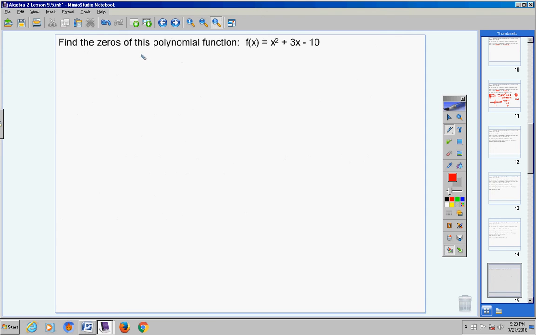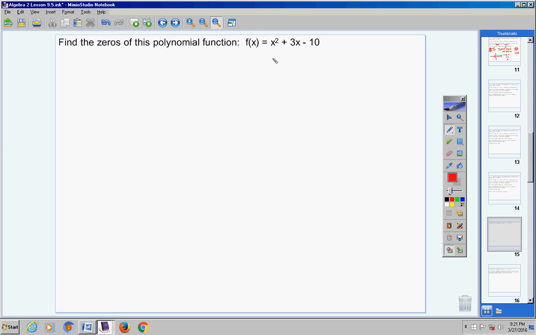I want you to find the zeros of this polynomial function. Got it? So copy this in your notes, please. Find the zeros of this function. Now you're probably saying, you haven't taught us anything, Mr. Arrow. We have no idea how to do this. Well, hold on. I've taught you a little bit of stuff.